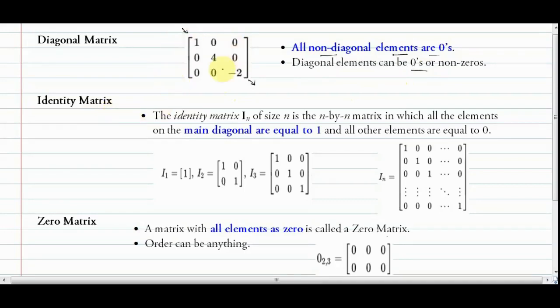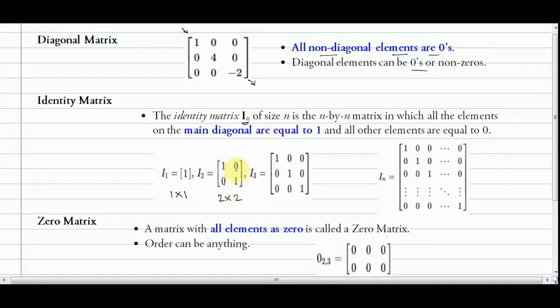Now coming to identity matrix. Identity matrix is a special case of diagonal matrix in which all diagonal elements are equal to 1. Diagonal elements must be equal to 1. All other elements, non-diagonal elements, must be 0. So you can represent identity matrix like this: I suffix n. Here n represents order of the matrix. If n is 1, then order will be 1 by 1. You can see that here we are having only one row and one column. If n value is 2, then I2, it's an identity matrix of order 2 by 2.